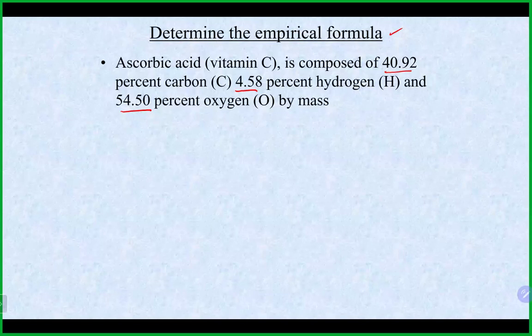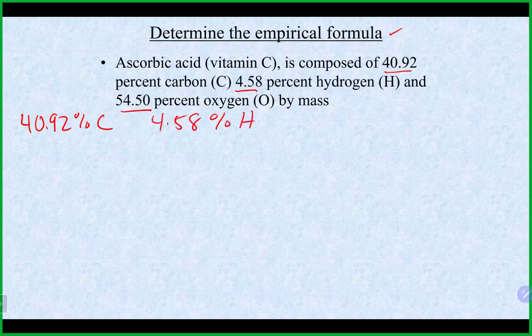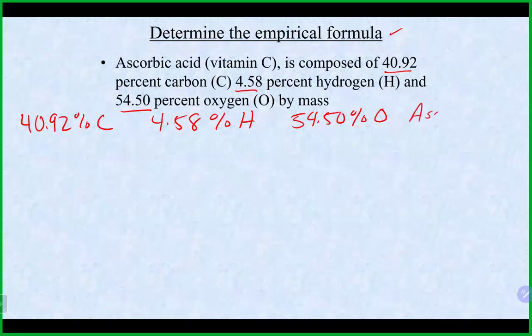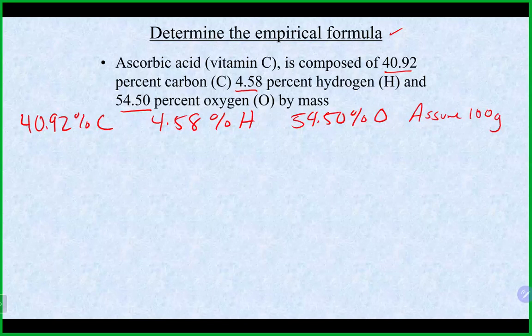So basically we have, in this case, 40.92% carbon, 4.58% hydrogen, and 54.5% oxygen by mass. This is basically the percent composition by mass calculation we just did. So in this case, the first thing I want to do is get these guys into grams. So I'm going to assume 100 grams. And what that's going to do is essentially just turn my percentage into grams.